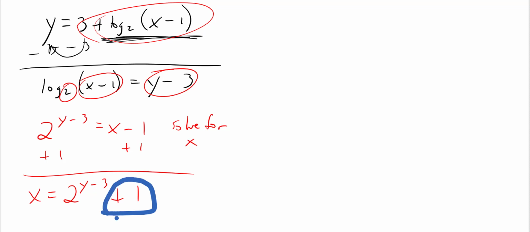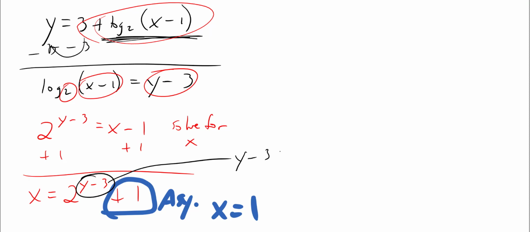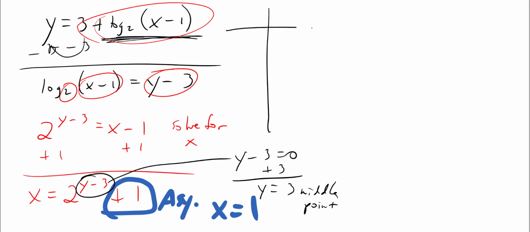Okay, this, of course, is our asymptote, and that's x equals 1. And then you want to find the middle point, so it's that y minus 3 equals 0. Add 3 to both sides, y is equal to 3. That's the middle point. So if I make a t-chart, I'm going to pick 3 as my middle point, and then I'm going to pick 2 and 1, and 4 and 5. Of course, this is our x and this is our y.